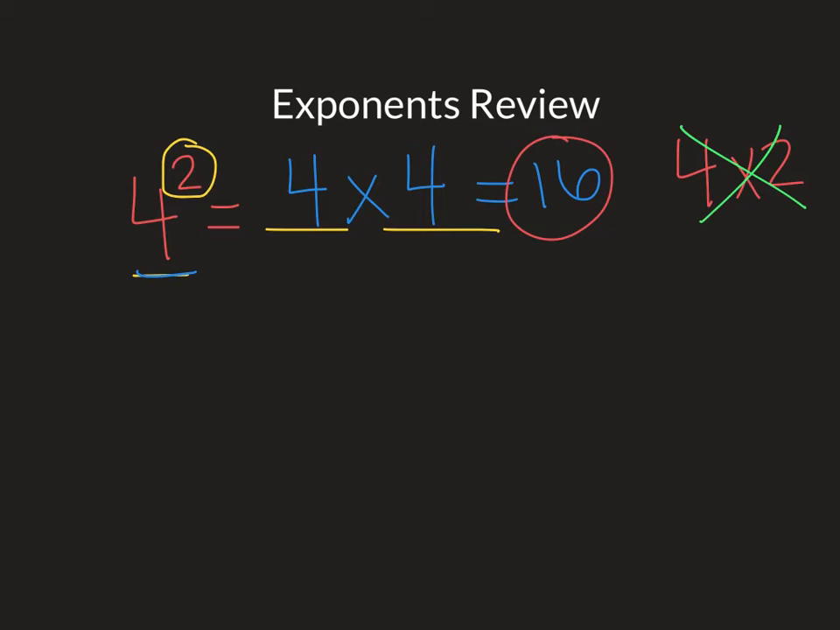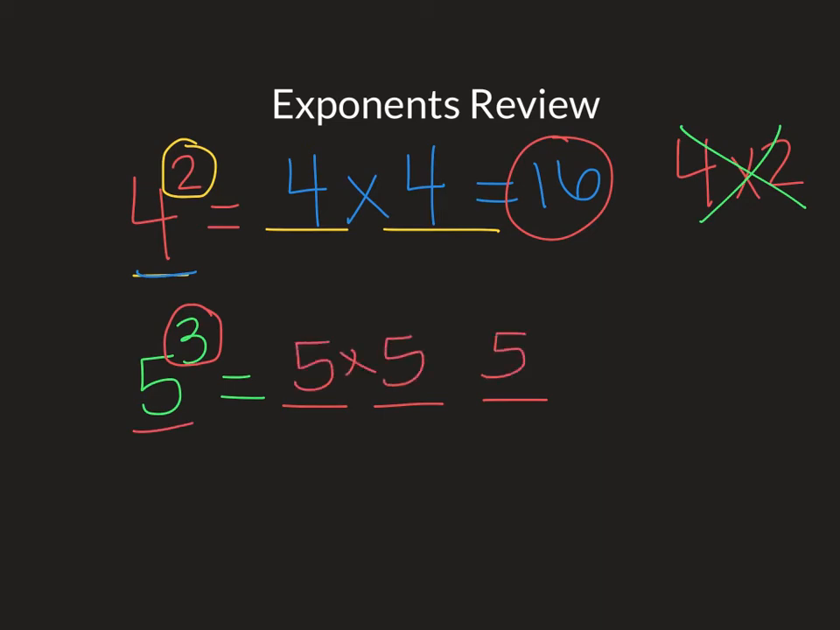One more example. Let's do 5 to the power of 3, or 5 cubed. Again, my little number tells me how many lines to draw. 1, 2, 3. My big number goes in the lines, and then I just multiply. Okay, so we'd start here. 5 times 5 is 25, and then 25 times 5 equals 125.